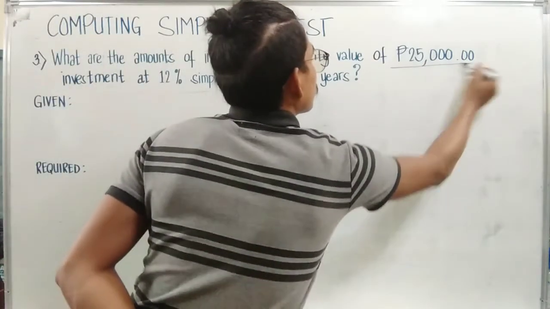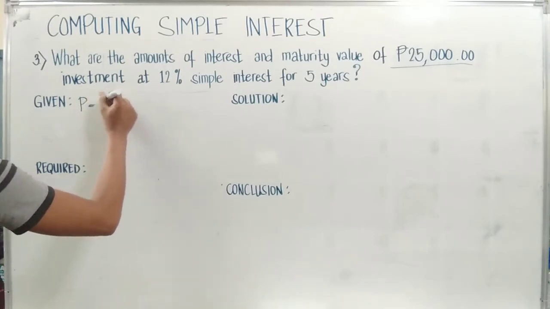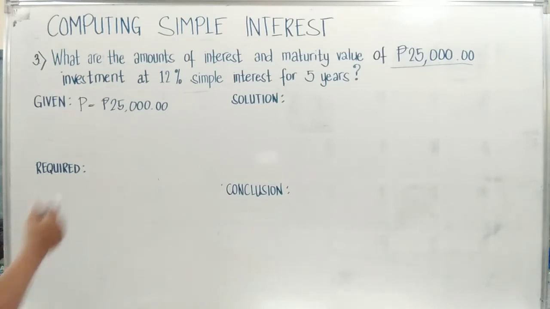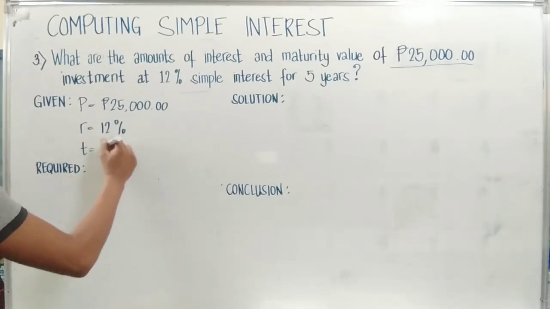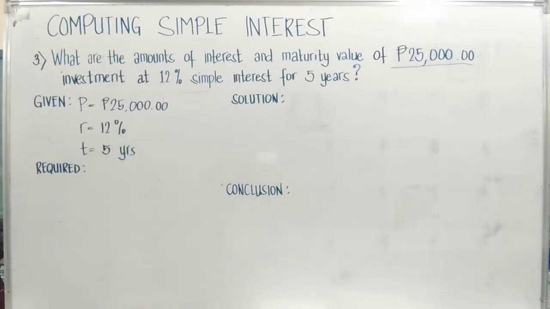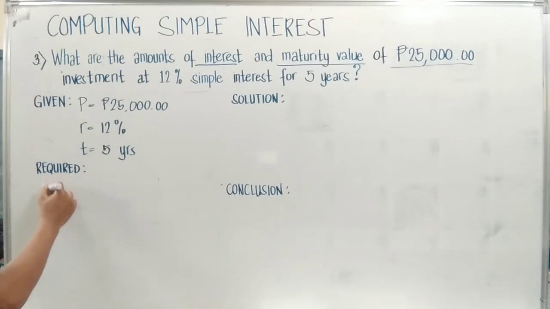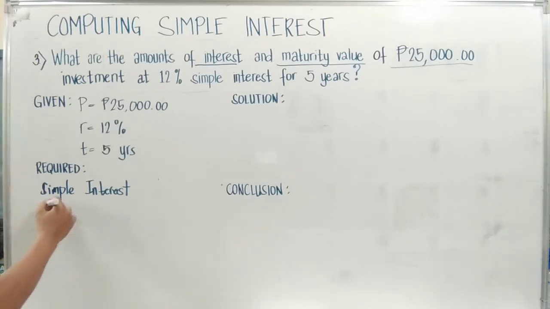So we have here, your investment is 25,000 pesos, and that will be your principal. So P is equal to 25,000 pesos. Your rate is 12%. And your time T is equal to 5 years. Okay? Then the required, or the things that we need to solve, are the interest and the maturity value. So the interest, to be specific, we will try to solve for the simple interest and the maturity value.